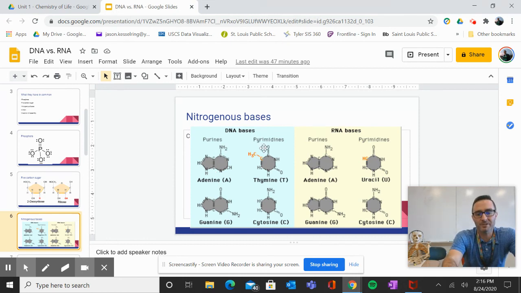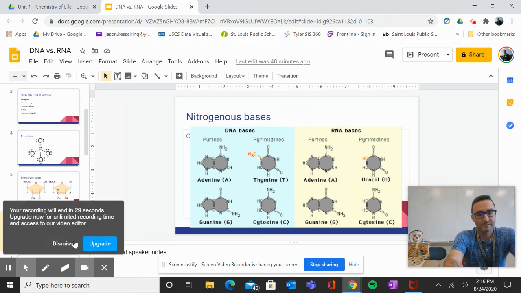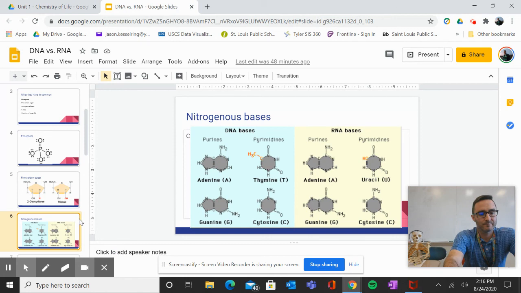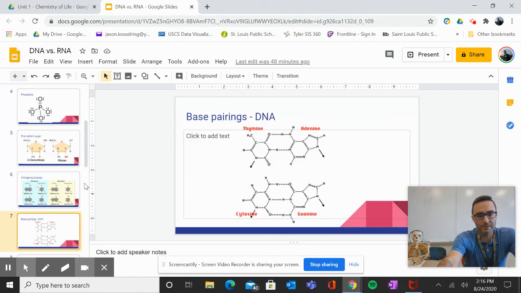But notice that the only way that DNA and RNA differ is the T and the U. They've got 3 of the 4 the same. How did things evolve that way? I don't know. But you do need to know that they've got 3 of the 4 same bases. And what we're going to do then is start here with the base pairings, and I want you to kind of infer what they're looking at here.